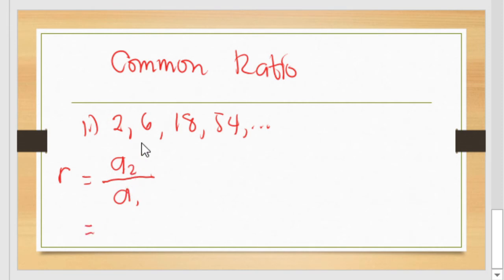So we have a sub 2 which is equal to 6, and then a sub 1 which is equal to 2. Hence, our common ratio here is equal to 3. No? It is that easy. That's how you find the common ratio of a geometric sequence.